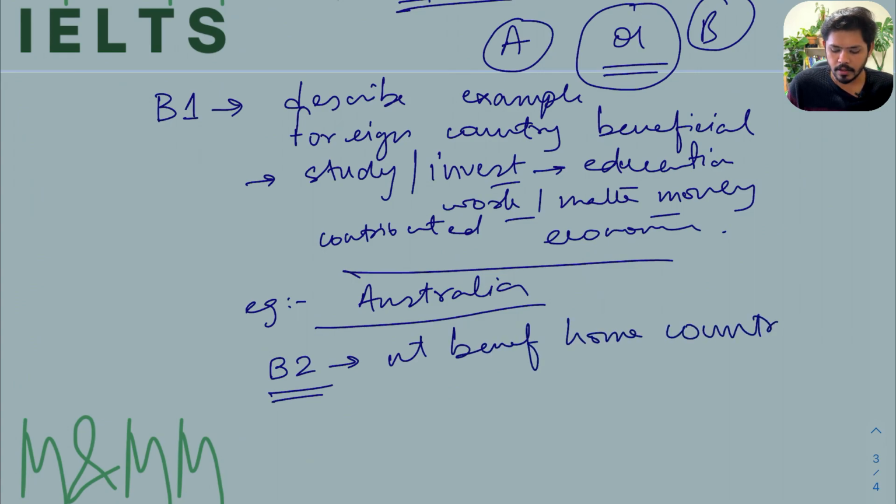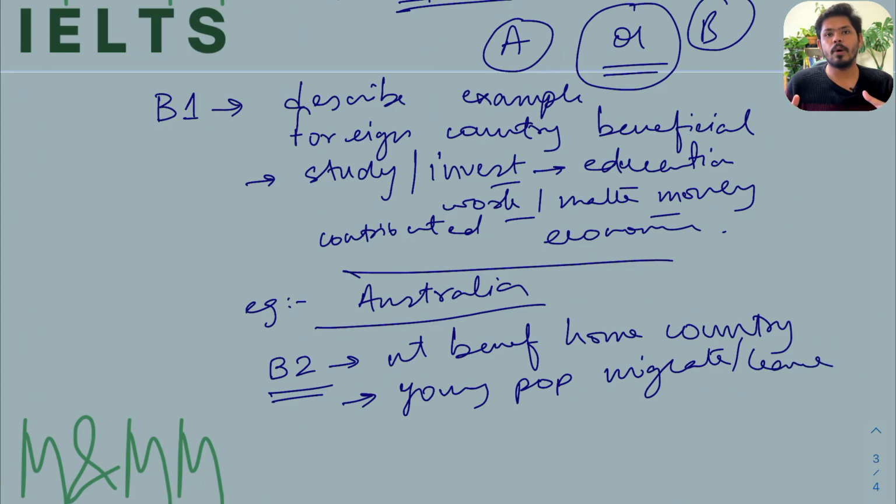Now again, same pattern. Reasons why not beneficial for the home country, example that supports not beneficial for the home country. Reasons, I would say young population migrate, leave, right? So young population, youngsters, young brains, that can do much and contribute to the country, but they would move out because they have an inclination to have a better career in foreign country.